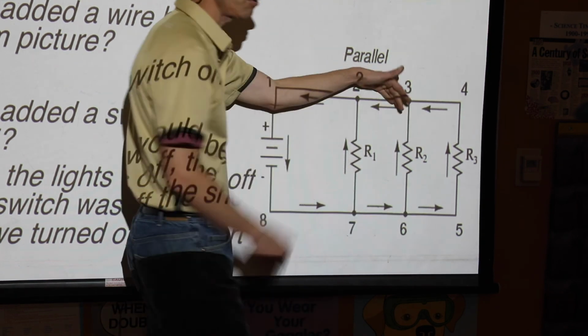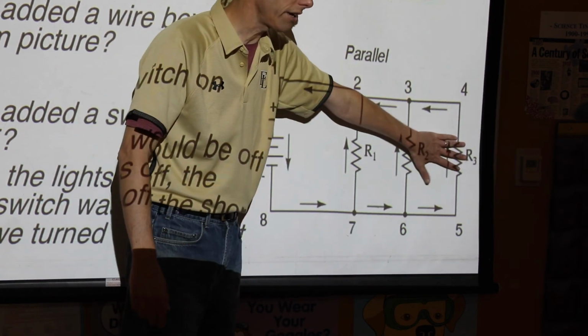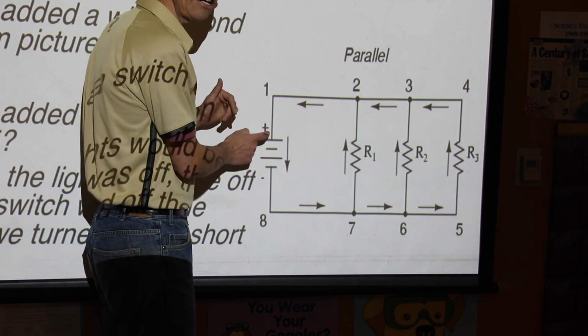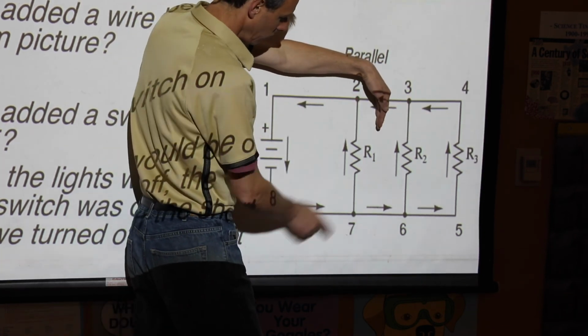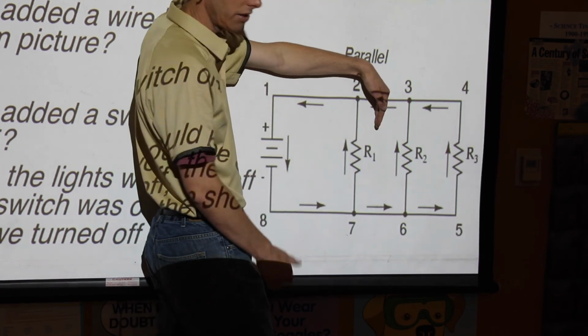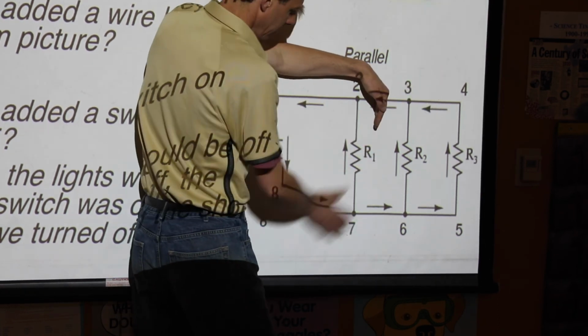Remember, if it can't get to its destination, there's nothing over here. The $1 billion is over here. It's not over here. This is the goal. So if it can't get to the goal, it's not even going to take that route. Skip that. Go this way.